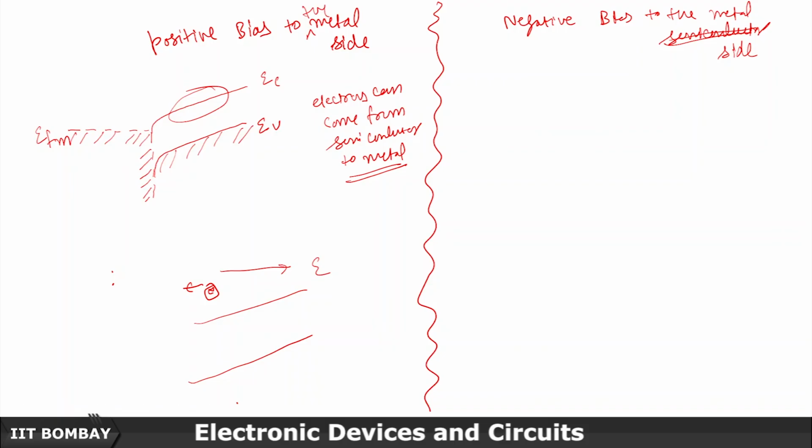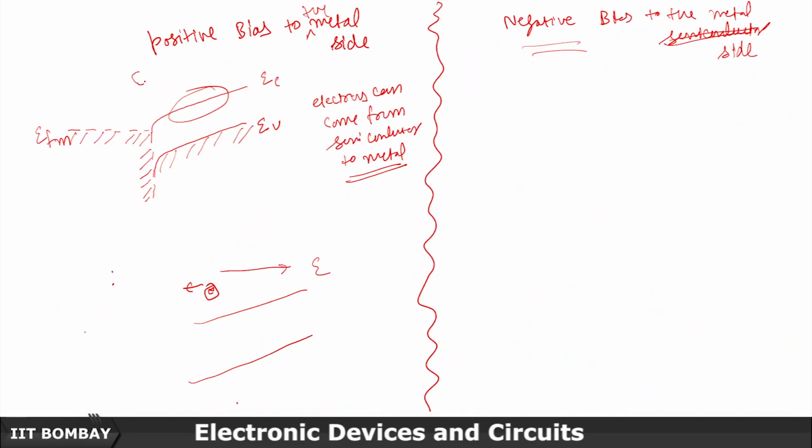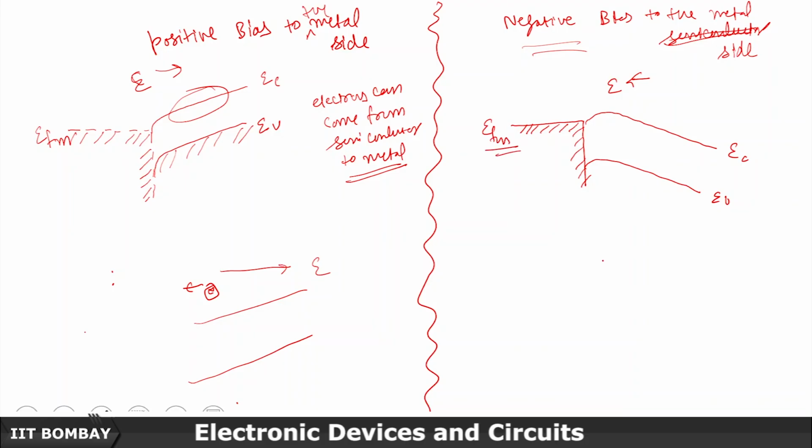Now if we consider the other direction, what will happen if we are applying negative bias? The electric field would be in this direction, right? So here the electric field is in this direction. Here the electric field will be in this direction. So these bands will go in the other direction. So you will have something like this. This is EC, EV, EFM. Now electrons can drift from here to here easily, no problem.